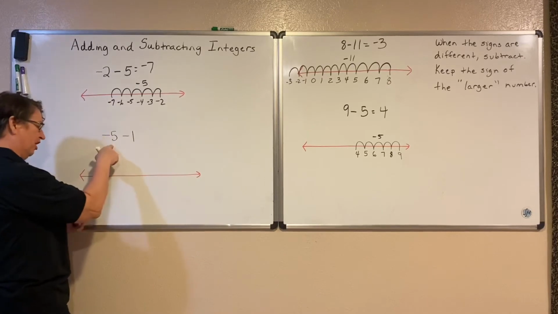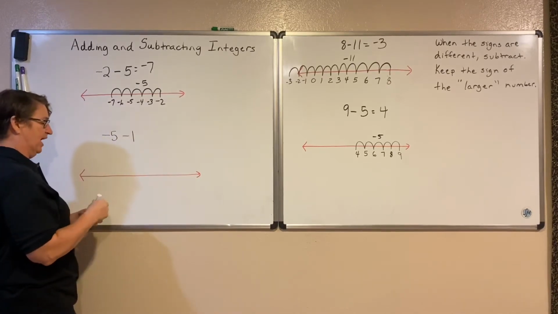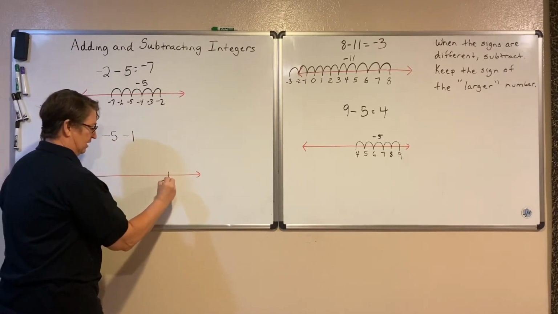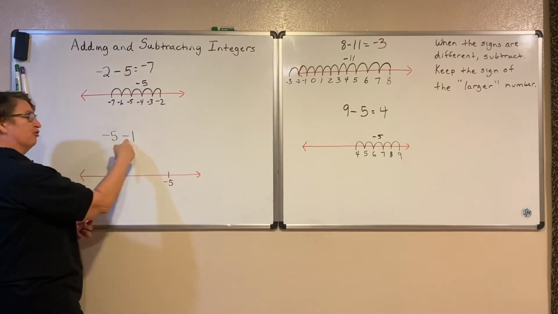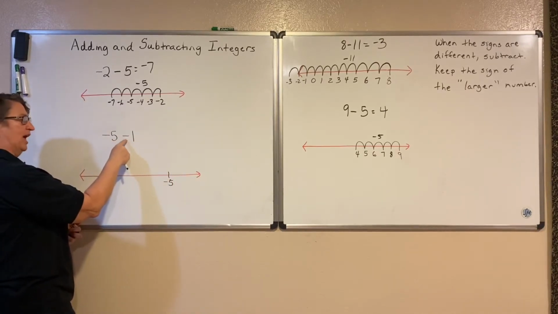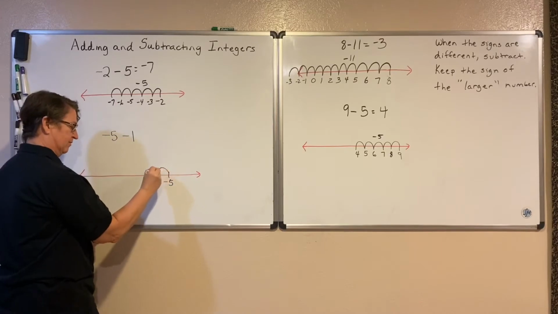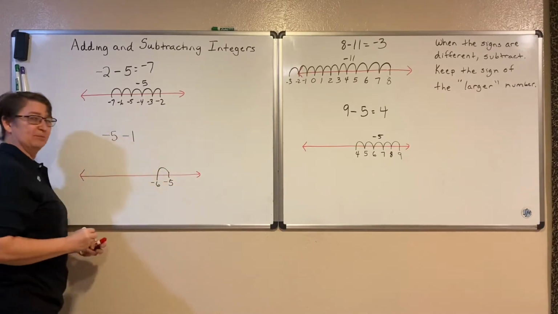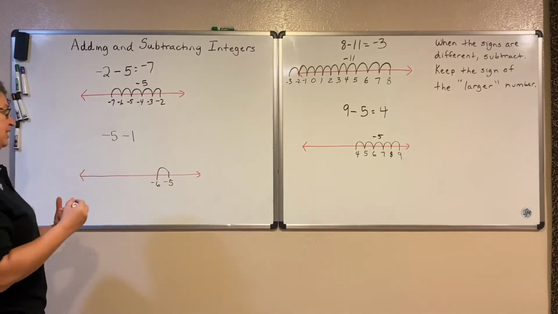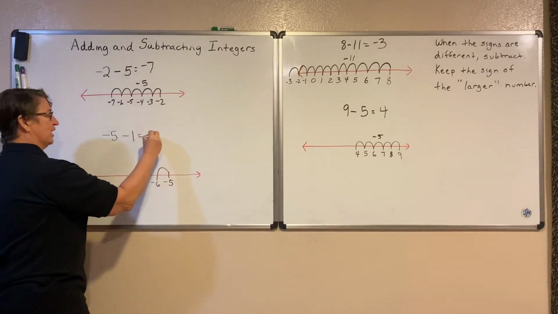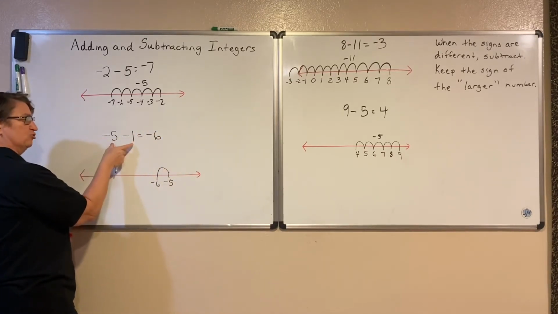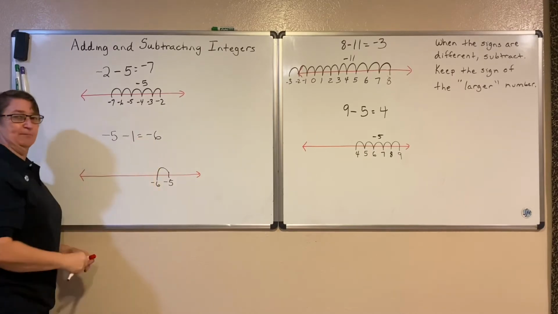Well, I start off in negative land at negative 5. And I'm going to move further in the negative land. I'm going to go to the left 1 spot. That didn't get me out of negative land. I went further into negative land. So really what I did was I added those 2 numbers, but I kept the sign.